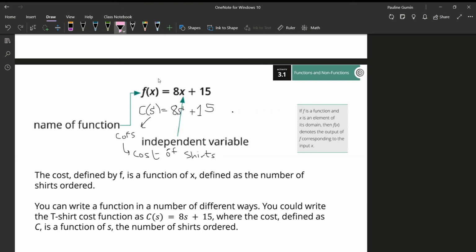We still have the same indication of a function right here, and we are still looking at an independent variable right here. Instead of x's, we have s's. So the only difference between this f of x equation and the c of s equation is that we made it unique to our problem. It's not some random function. It's specifically the function that has to do with the cost of shirts.